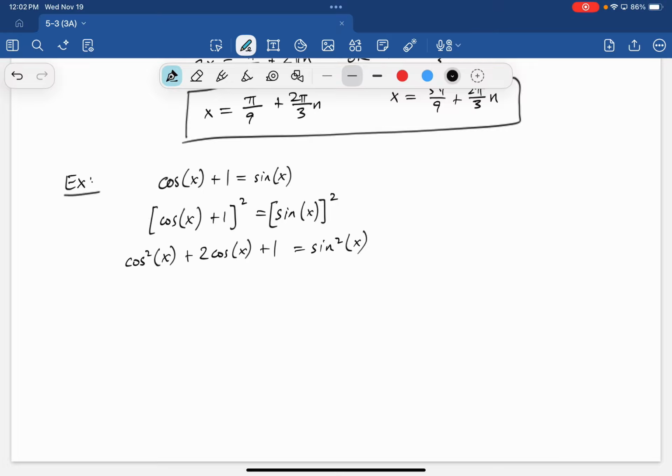But this is very good news because that sine squared can be changed into 1 minus cosine squared. Right? 1 minus cosine squared.